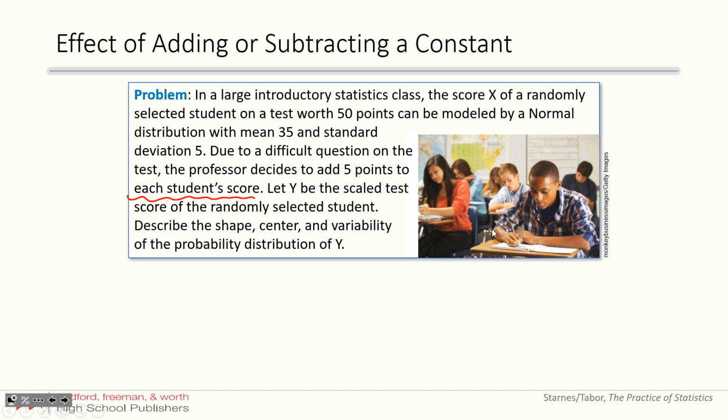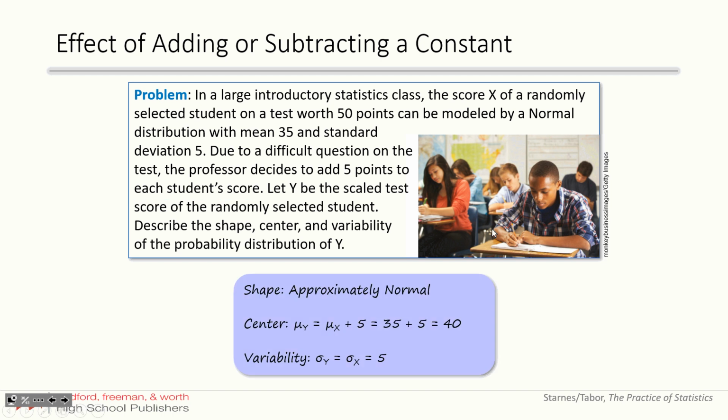So what do we know about shape? Shape stays the same, so it's still going to be normal. What do we know about center? It shifts depending on whether you add or subtract. So if we add 5 points to each student, we add 5 points to the mean. The original mean was 35, so my new mean is now 40. But it doesn't change variability. So if the standard deviation originally was 5, my new standard deviation is 5 as well. Okay?